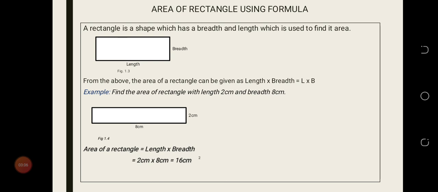So let's take the example below. It says find the area of a rectangle with length 2 cm and breadth 8 cm. So area of a rectangle is equal to length times breadth. You know the length is 2 centimeters and the breadth is 8 centimeters. So 8 times 2 is equal to 16 centimeters. But the other 2 sides were not given. So you put your square on top of the answer, which represents the other 2 sides.